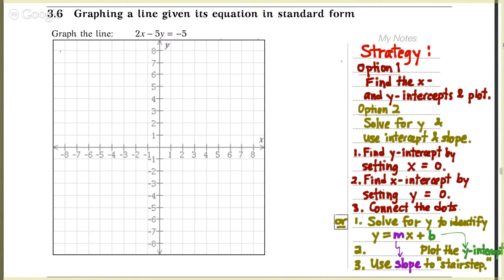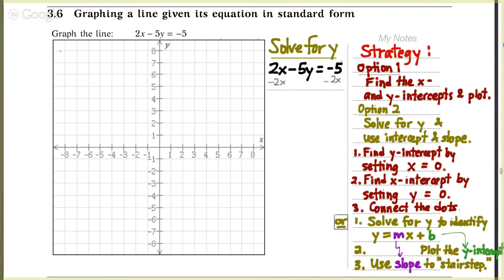Let's suppose that we want to use something that's a little bit more sophisticated to graph this particular line. So in this strategy, what we're going to do first is take the equation, which is given to us in kind of a clunky form, this standard form, and let's rearrange the equation. Let's solve for y. If we get y by itself, then we should be able to use y equals mx plus b.